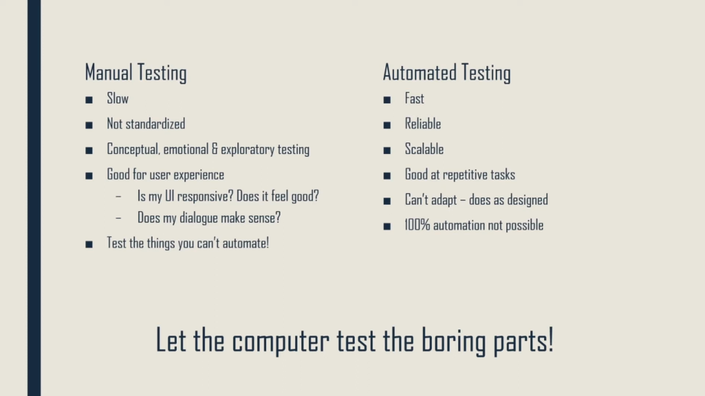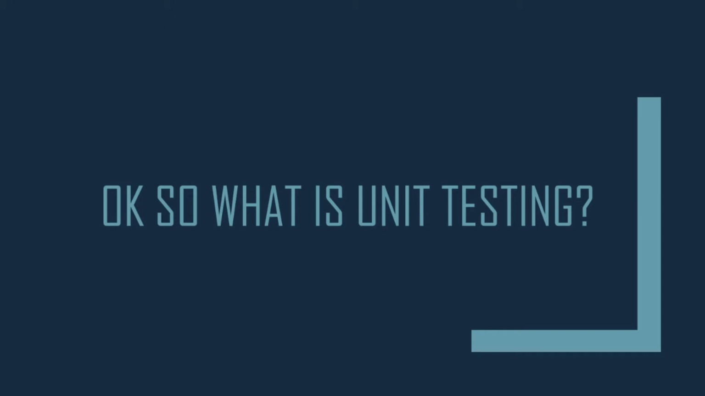The only problem is that it can't adapt if the UI changes, right? If you have a test that's supposed to click on the menu button and it moves, the test is going to fail. That's not going to happen with manual testing, right? And it will do as it is designed. So 100% automation isn't possible. So in that way, let the computer test the boring parts. So I'm going to quickly go over what unit testing is.